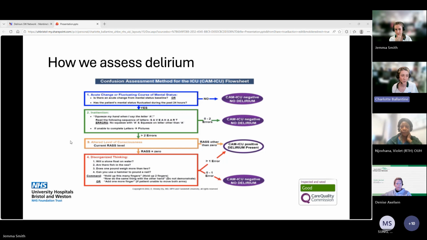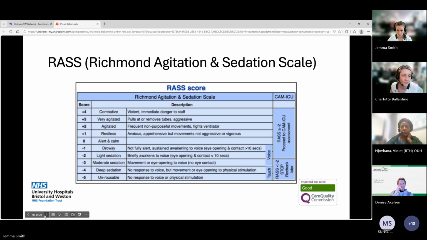It mentions about RAS level. So. Oh, Shah, you're muted. Sorry. Can you hear me now?